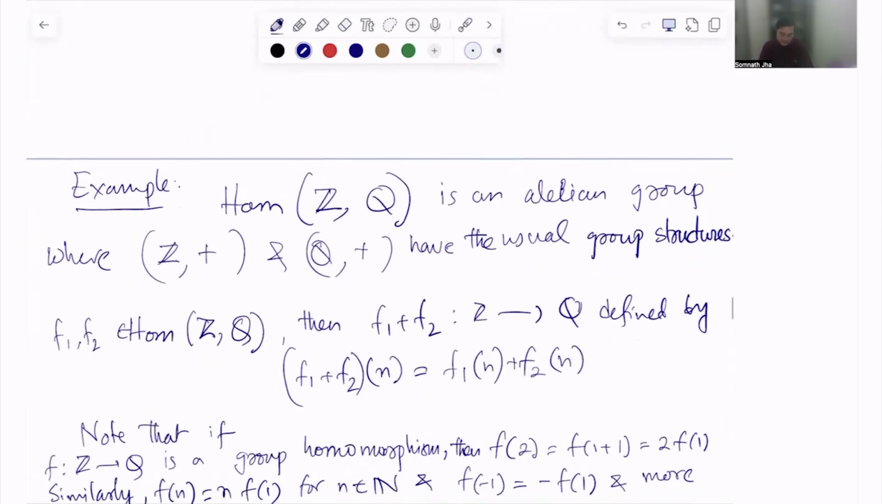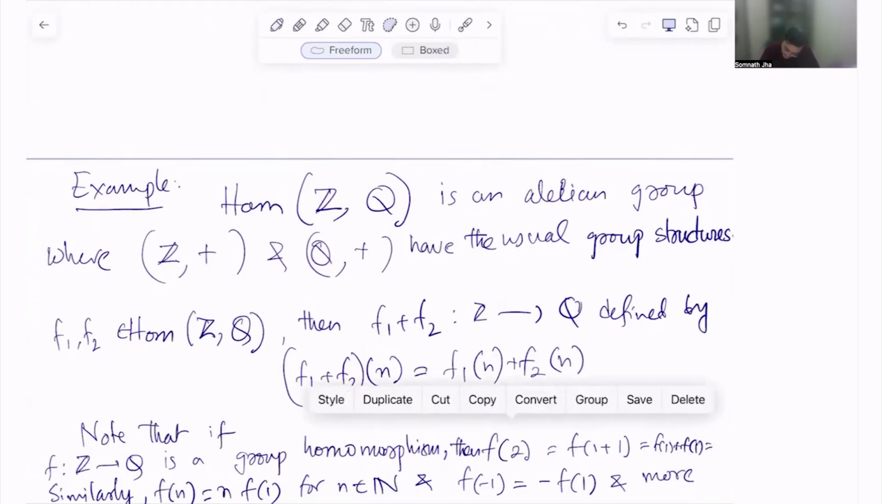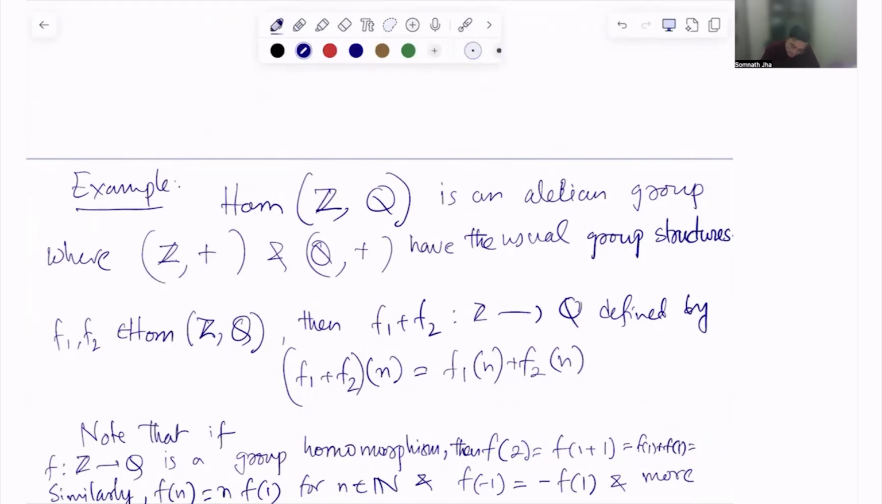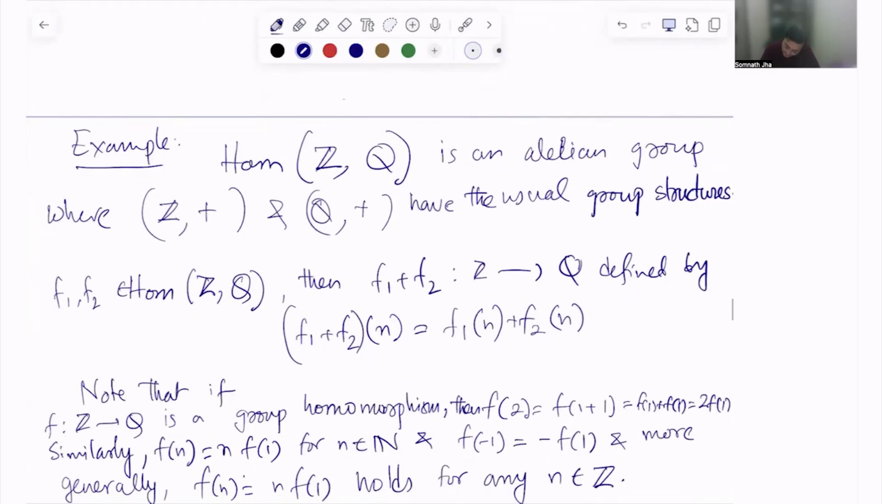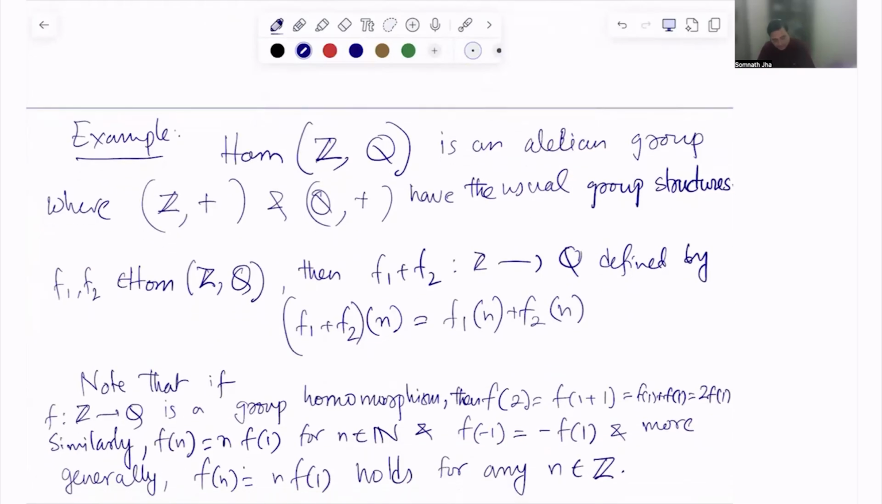Similarly, if you take a positive integer n, then F of n is F of 1 plus F of 1. So this is F of 1 plus F of 1, which is F of 2, which is also equal to 2 times F of 1. Similarly, if you have any positive integer n, then F of n will be n times F of 1. F of n will be F of 1 plus 1 plus 1, n times, and then it will be F of 1 plus F of 1, n times, so it will be n times F of 1.